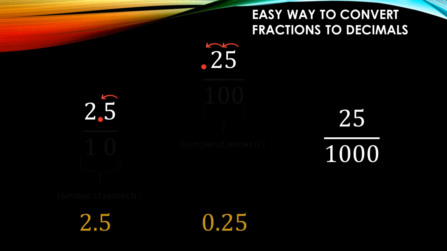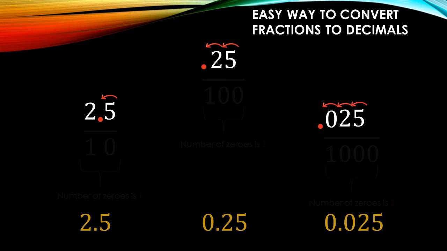Let us take one more example, 25 upon thousands. See the denominator, it is 1000. How many zeros in 1000? Yes, 3. So in the numerator, count 3 digits from the right and put the decimal. Since there are only 2 digits, we will put a 0 and then a decimal. So the answer is 0.025.